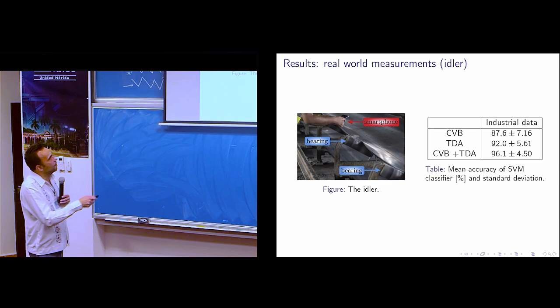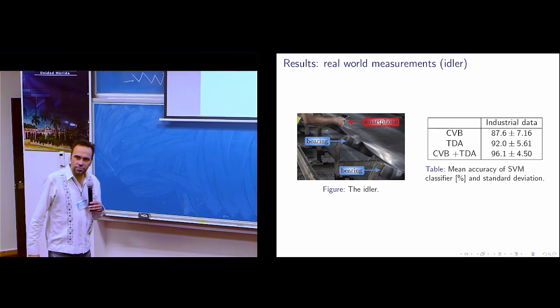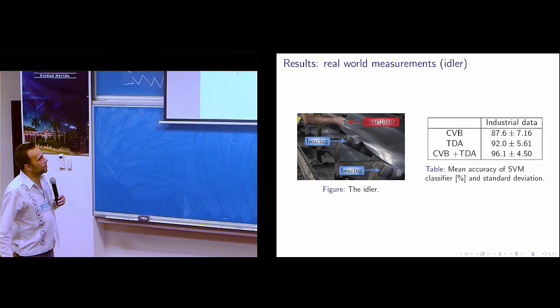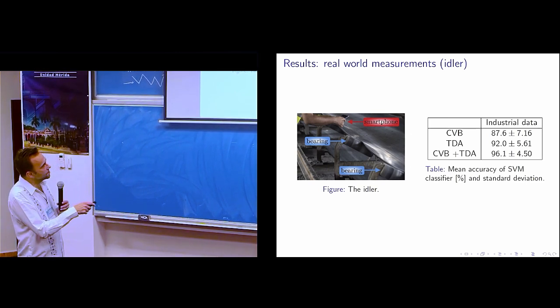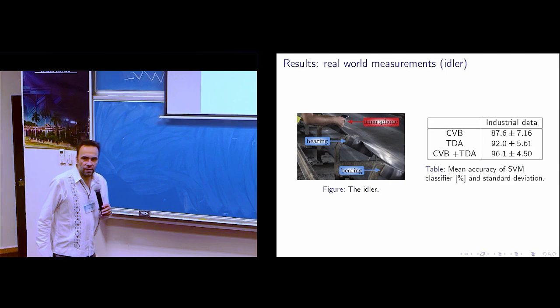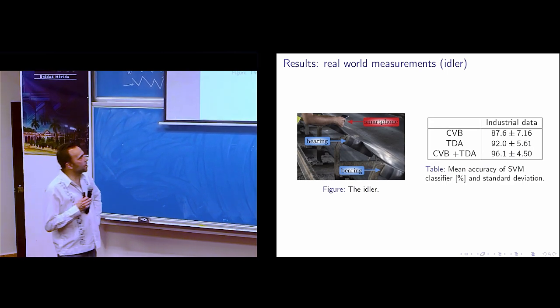Some of the bearings were broken, some of the bearings were not broken. Our task was to detect the broken bearings. Here are the results. First of all, you can see that there is a huge noise, huge variation. Those are real data from the real copper mine.